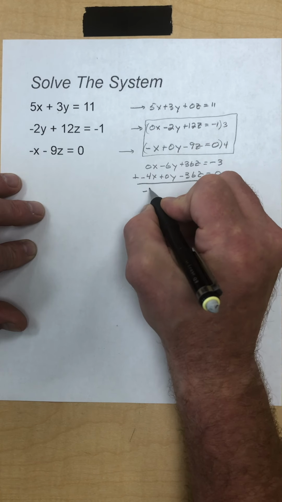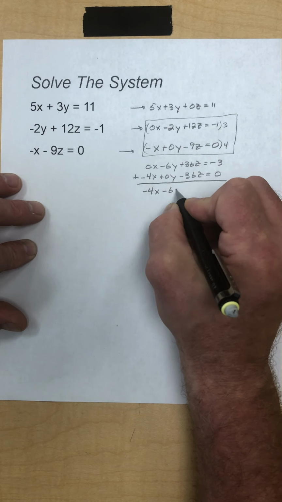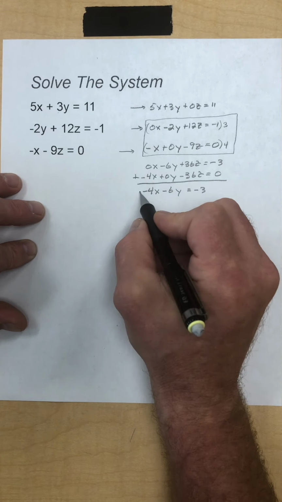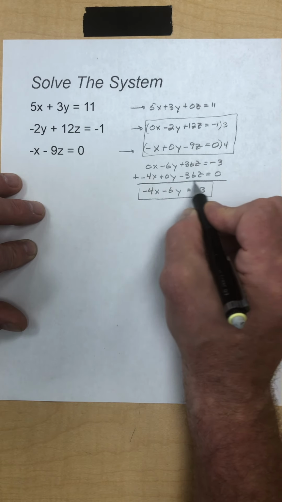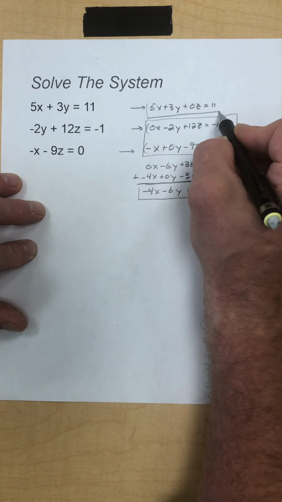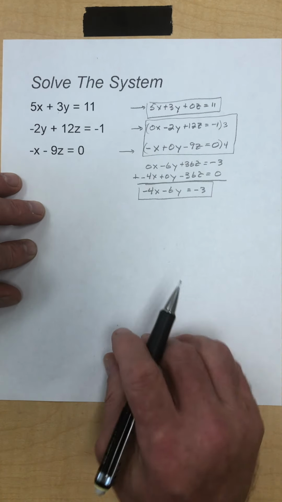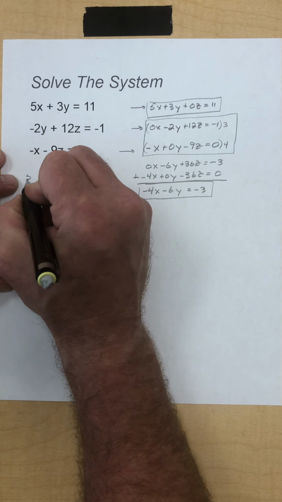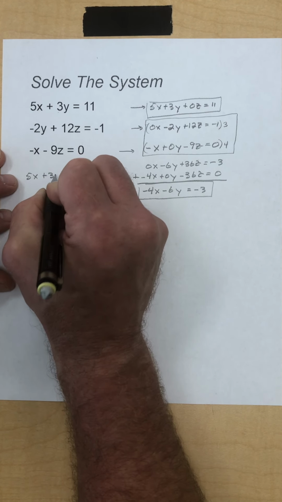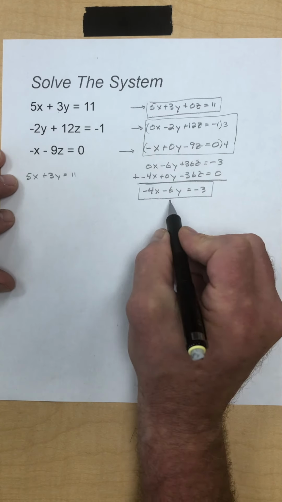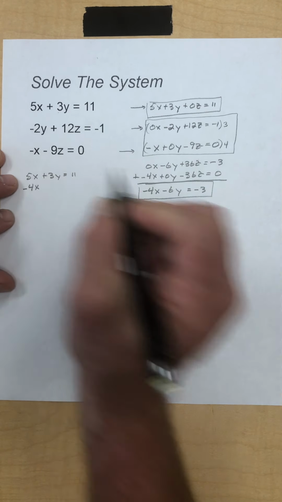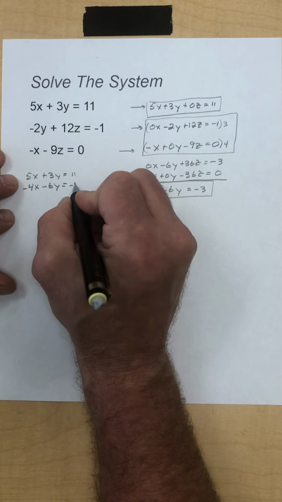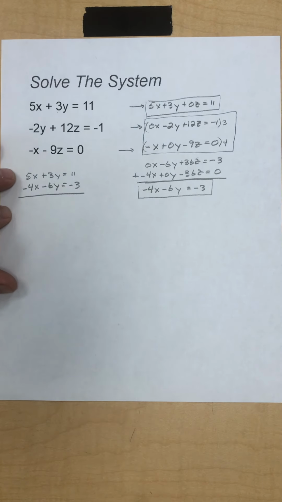So I'm going to get a -4x minus 6y. This adds up to 0 equals -3. And then if I take this one and group it together with this one, and obviously I'll just throw that 0z out, I can solve that. So let's do that. Let's take this 5x plus 3y equals 11, and group it together with -4x minus 6y equals -3. So we're looking at solving that.